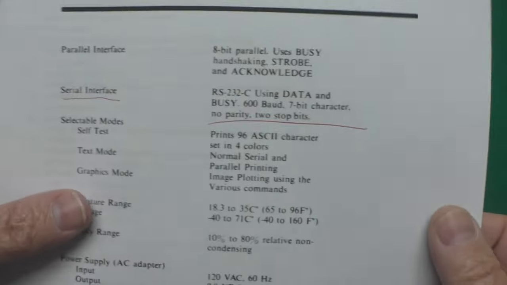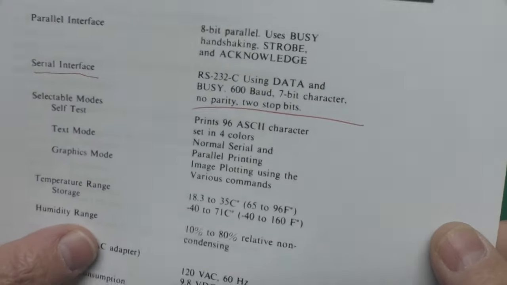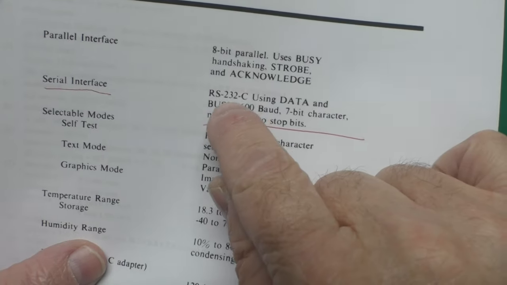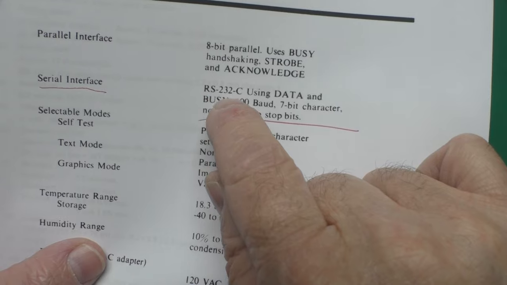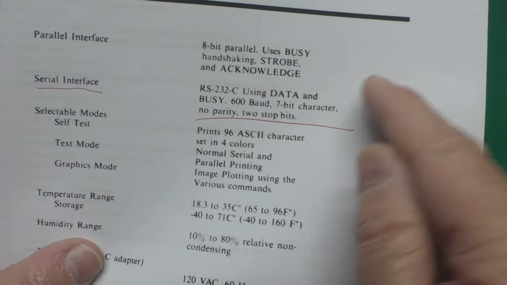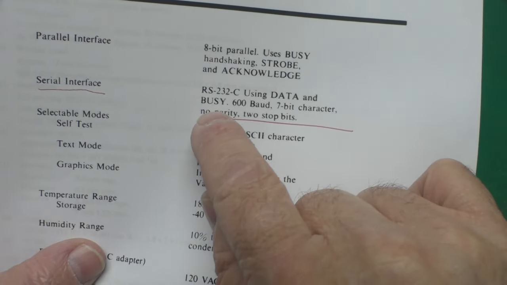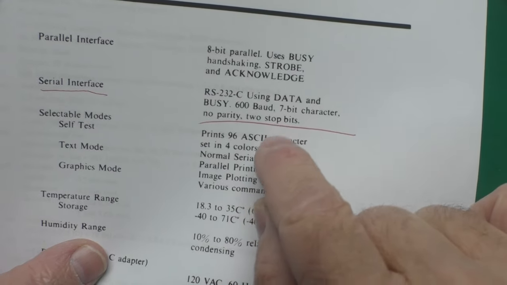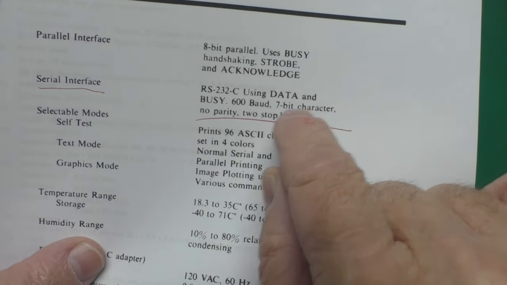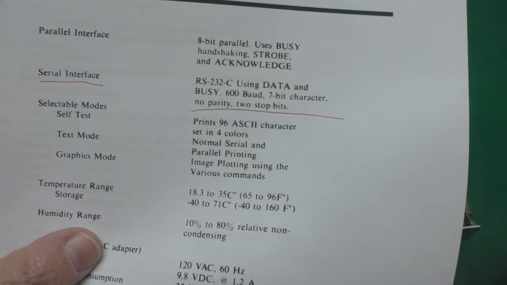it does give us the specifics of the serial port. It confirms it's RS-232C using data. Again, transmit, busy, we think that's CTS. 600 baud, 7-bit character, no parity, 2 stop bits.